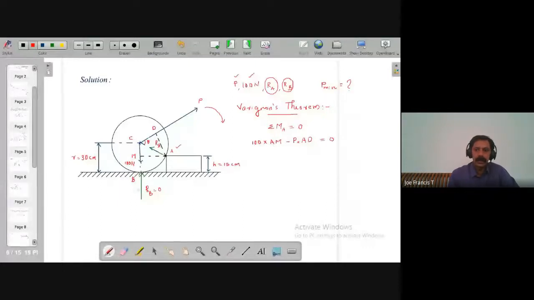Right? So in short, we get the value for P as P equal to 100 into AM by AD. Right. So this is what we discussed last class. I hope you understood this.